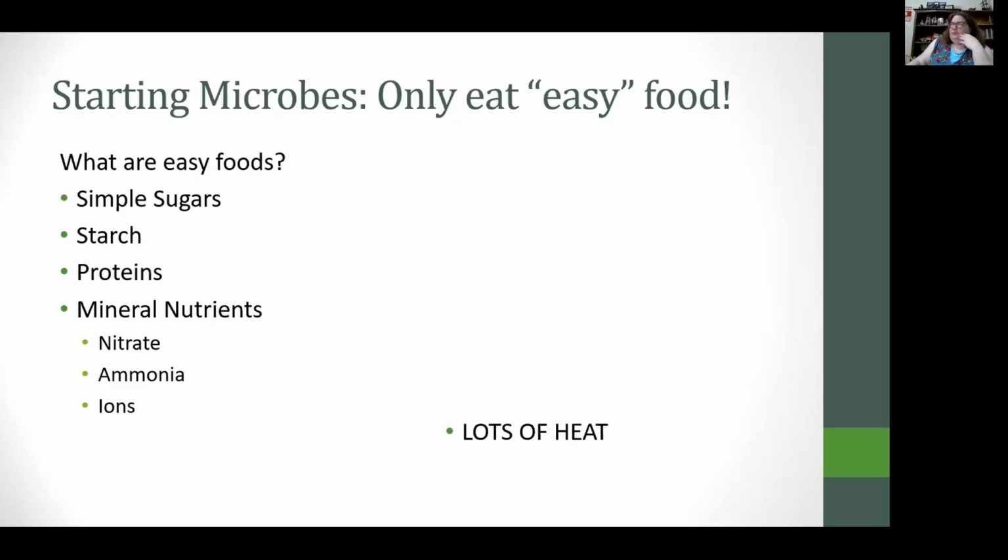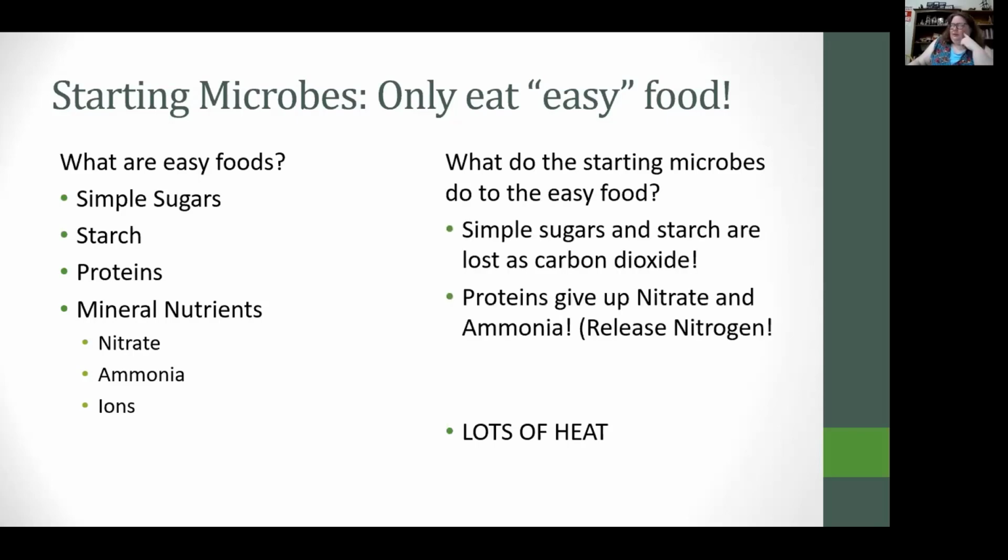So our early microbes only want easy food: sugar, starch, protein, mineral nutrients. And that's going to create a lot of metabolism really, really quickly. What's happening here is your pile is actually going to shrink in size. Those easy foods get released as carbon dioxide. So a little bit of CO2 is going to come off your pile. They're going to release things like nitrate and ammonia. And the microbes that are present are going to tie up all that material. They're going to scarf down that nitrogen. They're going to incorporate it into their own bodies, and they're going to hold it along with releasing that heat.